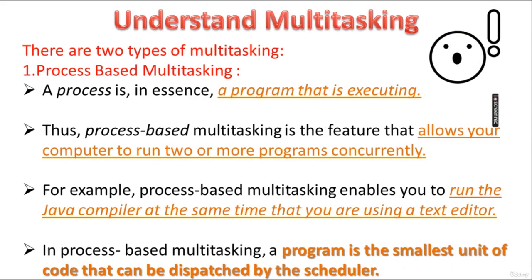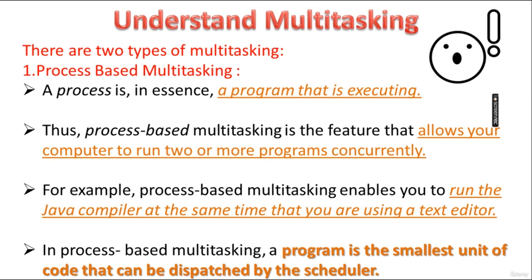Understanding multitasking. We have started with what is multithreading. Multithreading is a specialized form of multitasking. But what is multitasking? We have to understand it first. There are two types of multitasking. First is process-based multitasking. A process is in essence a program that is executing. The program under execution is called a process. Thus, process-based multitasking is the feature that allows your computer to run two or more programs concurrently.